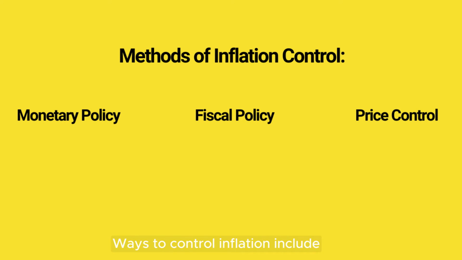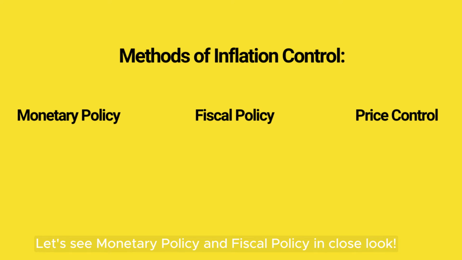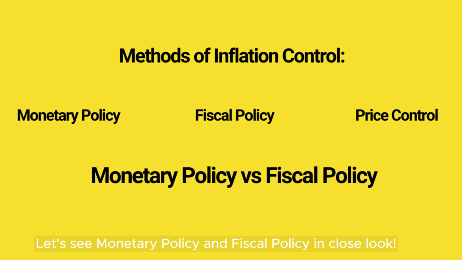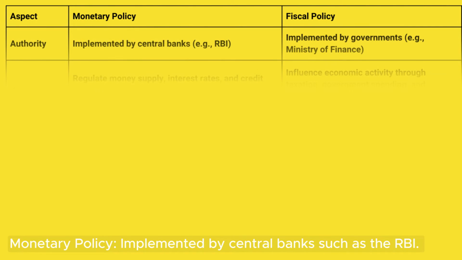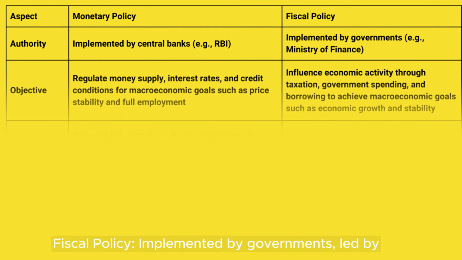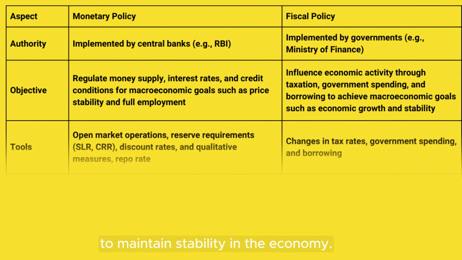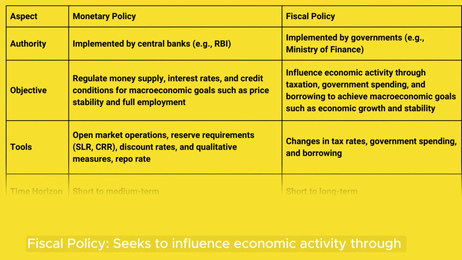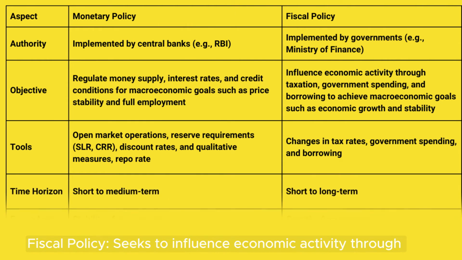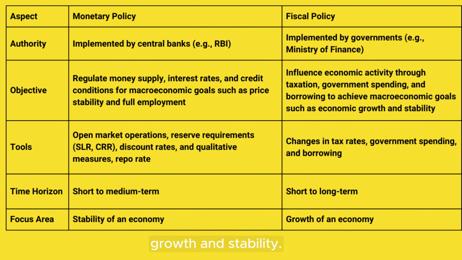Ways to control inflation include using monetary policy, fiscal policy, and price control measures. Let's take a close look at monetary policy and fiscal policy. Monetary policy is implemented by central banks such as the RBI. Fiscal policy is implemented by governments led by entities like the Ministry of Finance. Monetary policy aims to regulate money supply to maintain stability in the economy. Fiscal policy seeks to influence economic activity through taxation, spending, and borrowing to stimulate growth and stability.